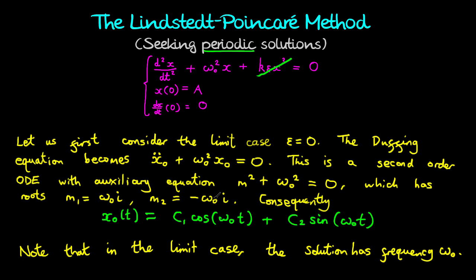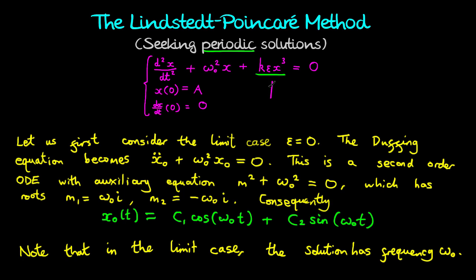And if you've got imaginary roots of the auxiliary equation, then the complementary function, in fact the general solution in this case, is going to be a linear combination of sines and cosines. So some constant multiplied by cos omega naught t plus some other constant times sine omega naught t. And note that in this limit case, the solution here has got frequency omega naught.